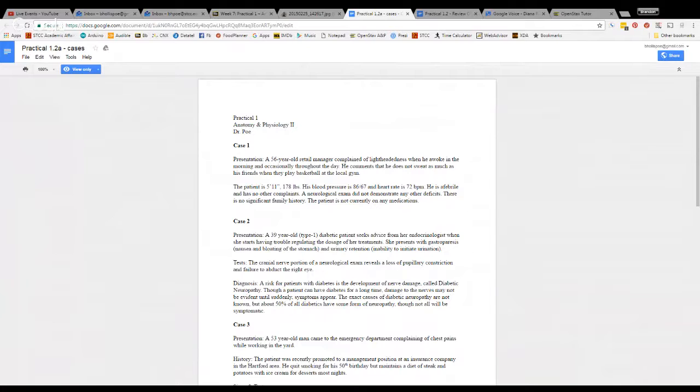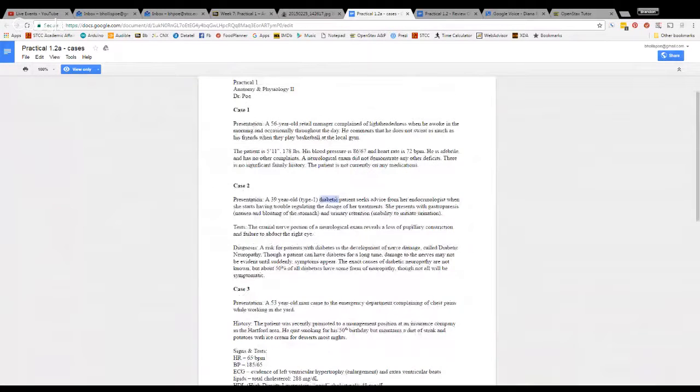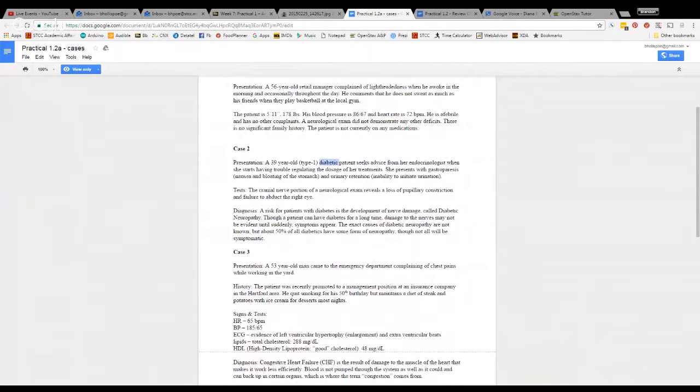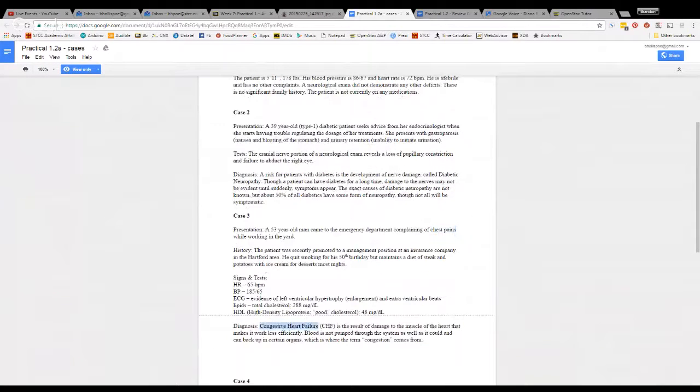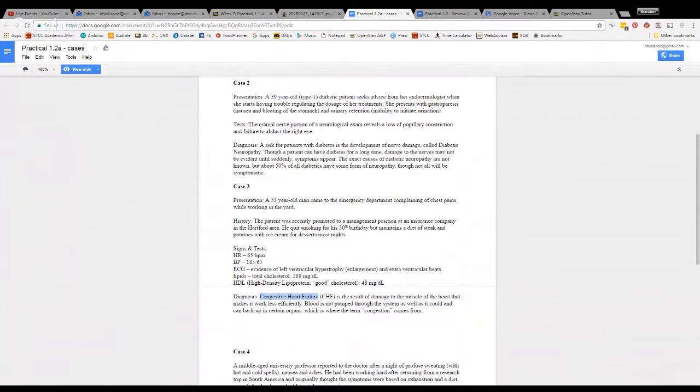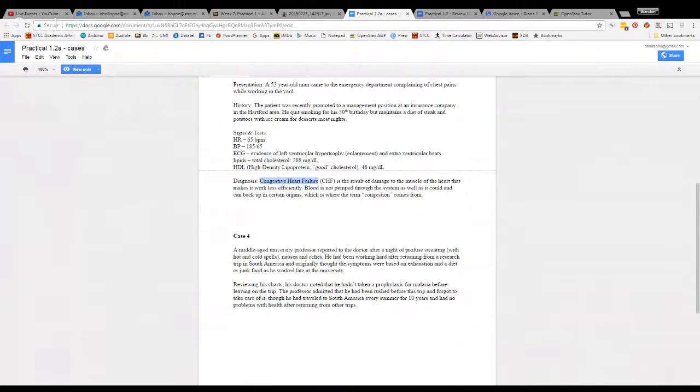This is a case about the autonomic system. Case 2 obviously is about diabetes, and case 3 is about somebody with chest pains, which means that they have problems with their heart. And in fact, it says down below that they have congestive heart failure, which is often associated with heart attacks. And then case 4 is a university professor who went to South America and forgot to be prepared going down there and came back with more friends than he'd expected, i.e. he got malaria.